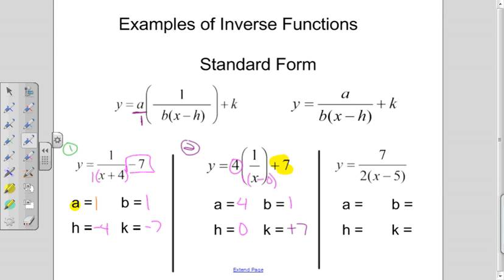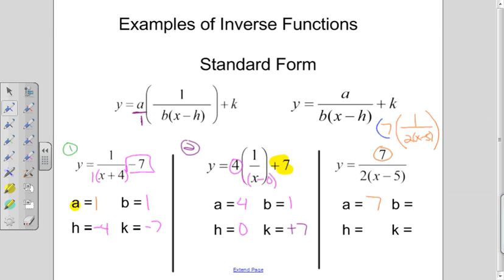All right. Now, if you notice here, this gets a little trickier. Okay. My numerator here is 7, so that's A. I could rewrite this and factor it out and say it's 7 times 1 over 2 times x minus 5. And it's really the same thing.